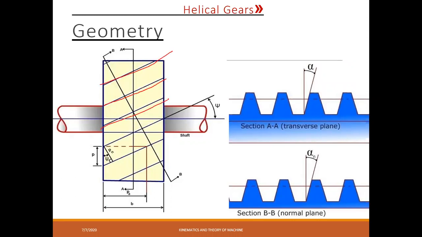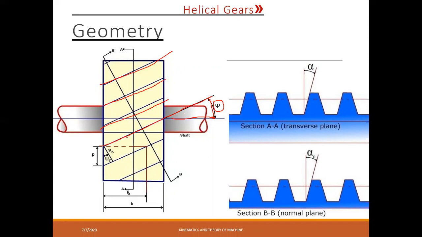These teeth are not parallel to the axis of the shaft. This is the shaft, this is the axis of the shaft, and this is the tooth. These are in different directions, so the teeth are not parallel to the axis of the shaft. The angle between the teeth and the axis of the shaft is called the helix angle, psi.